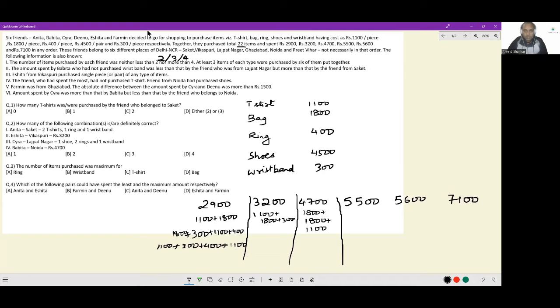Okay. In addition to this, I have not read the second part. At least 3 items of each type were purchased by 6 of them put together. If 3 items of each type are purchased, can I state with confidence, this will not have shoes, 2900 will not have shoes, 3200 will not have shoes, 4700 will not have shoes. So these people definitely have shoes, and all 3 of them have one pair of shoes bought.